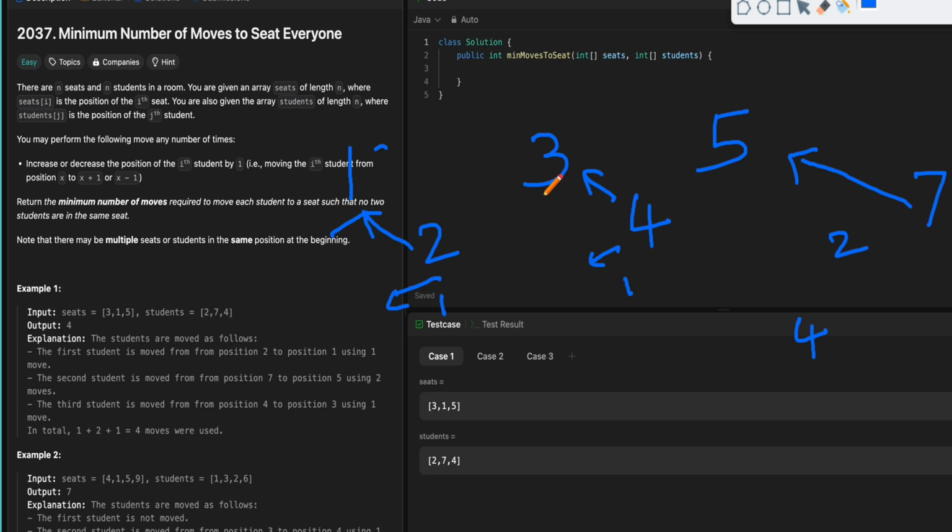If you look at this view, you can see that I had kept the seat positions sorted so that you can visually see it. But actually, that's what the solution also expects. So we will sort both the arrays and then find the difference between the student's position at the ith index and the seat's position at the ith index, and then we sum it up, and that is our answer. So now let's jump into the code part.